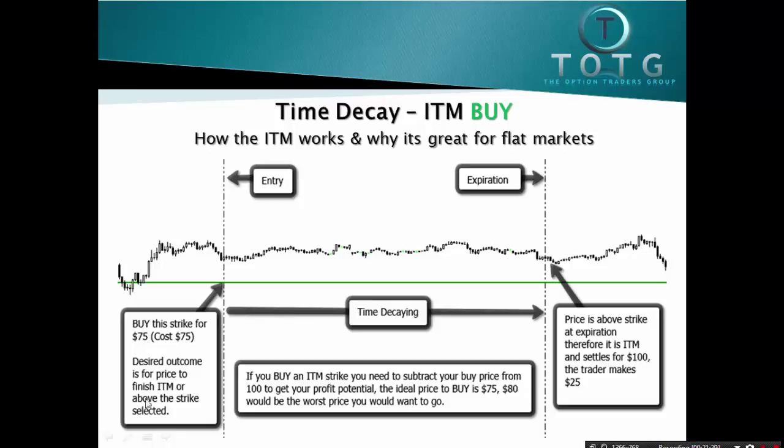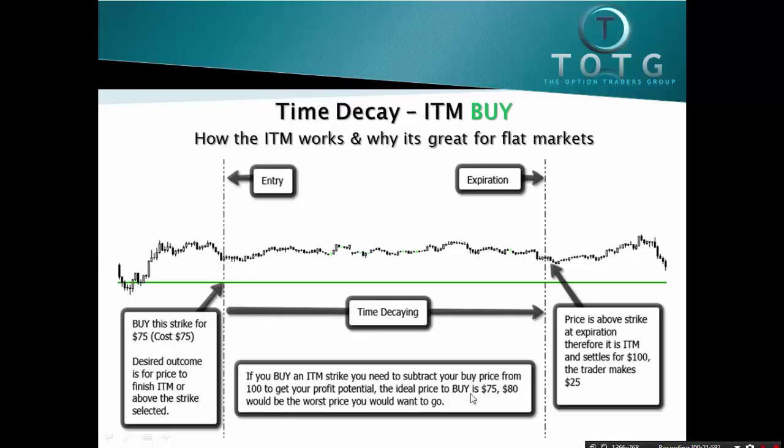Desired outcome is for price to finish above, as we just talked about. Time moves along, it decays, it erodes, and price did finish above our strike. So price is above the strike at expiration, therefore it is in the money and settles for $100. The trader makes the $25. So if you buy an in the money strike, you need to subtract your buy price from 100 to get your profit potential. So 100 minus 75 is $25.